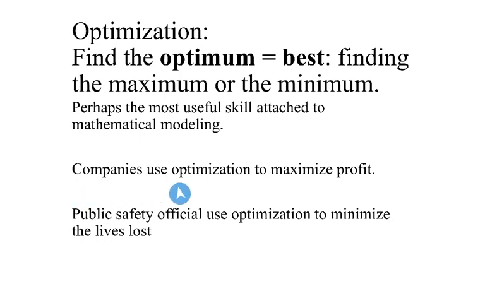A company can use optimization to maximize their profit. They can create a mathematical model, an equation about how much materials cost and how much prices are. What do they set the price at to make the maximum profit? And public safety officials can use optimization to minimize lives lost. How do we design the safest thing given a fixed budget? That's what we're trying to minimize, lives lost. Anytime that people are talking about finding max or mins in this sort of way, they're using mathematical modeling. It's a very, very practical, very useful mathematical model.